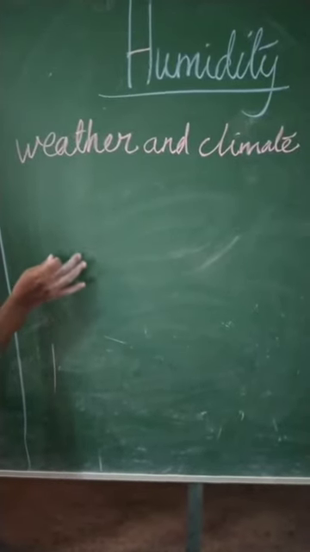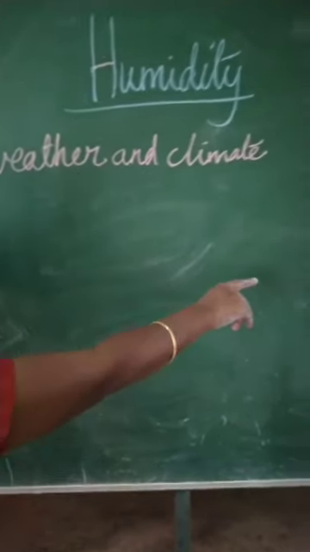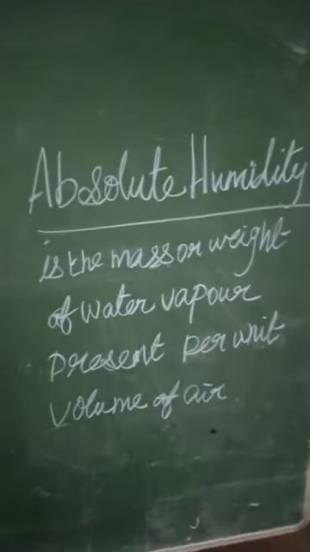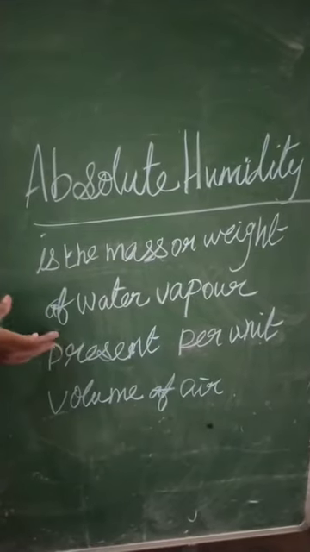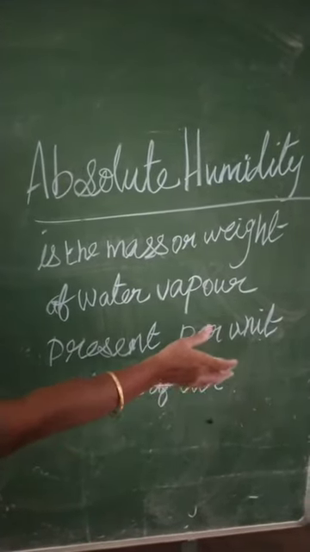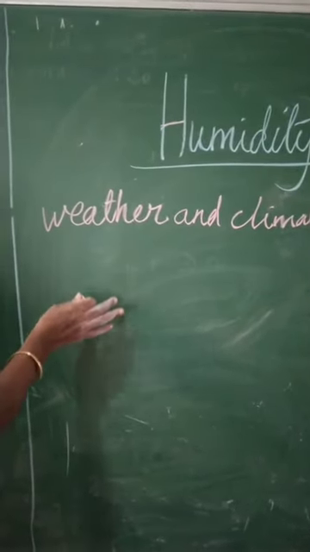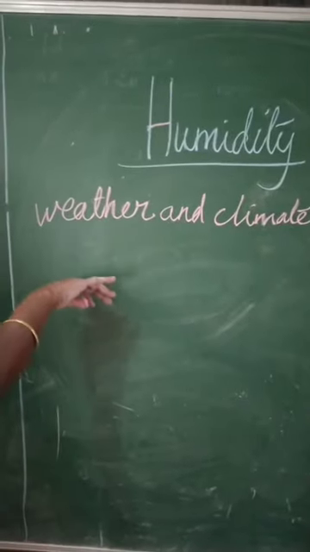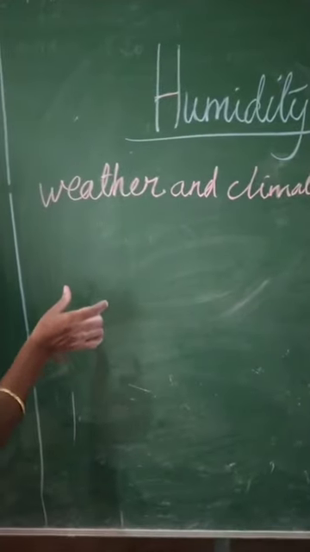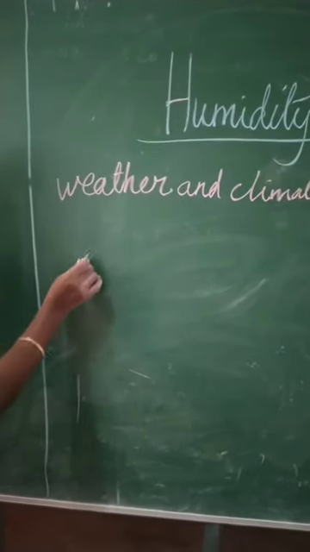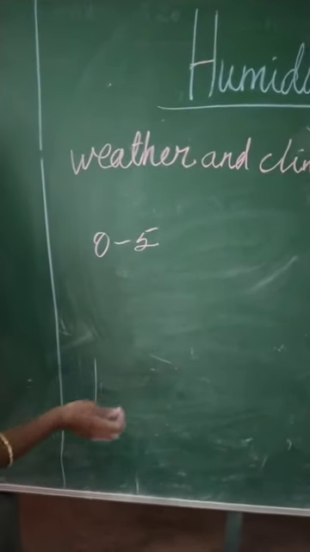The amount of water vapor in the atmosphere is called absolute humidity. Students, look here, absolute humidity. The absolute humidity is the mass or weight of water vapor present per unit volume of air. Students, humidity refers to the degree of water vapor present in the atmosphere in gaseous form at a particular time and place. It ranges from 0 to 5% by volume in the atmosphere.